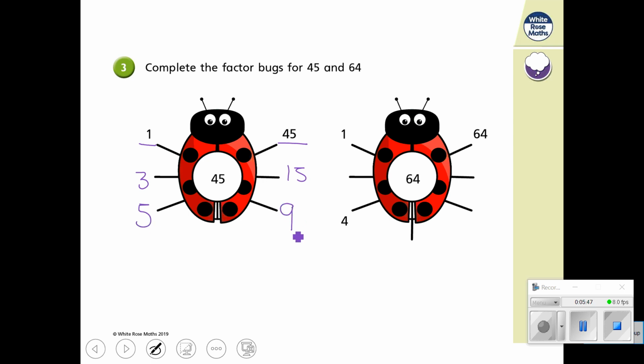6? No. 7? No. 8? No. 9? Oh, yes. 9 times 5. But look, I've already got that. So I've gone through a system to help me find all my factor pairs.